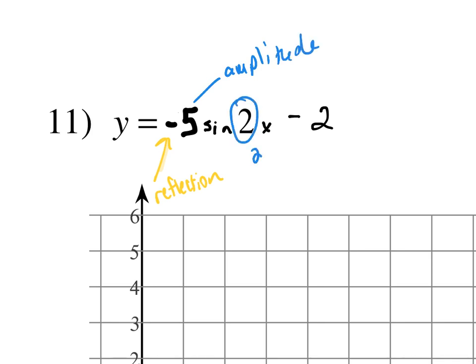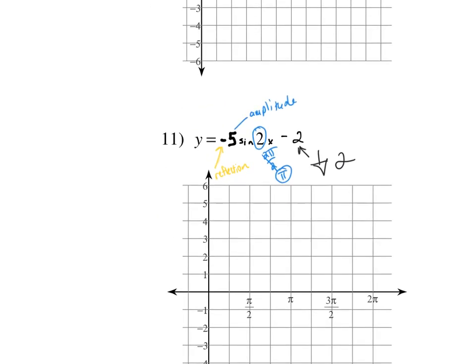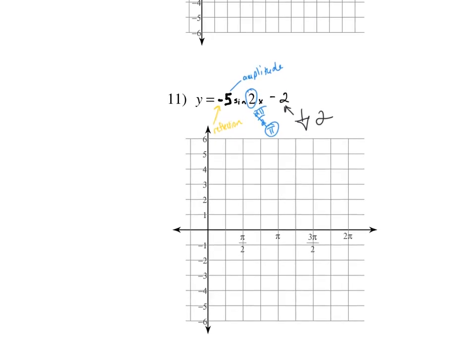This is my time period, so 2 pi over 2. The time period is just simply pi. And where did this graph shift? It shifted down 2. So if you're still having an issue finding those pieces in between your tick marks, I understand that.